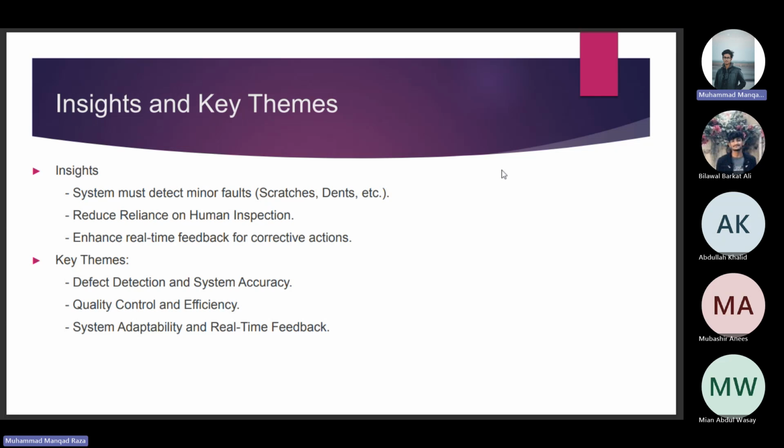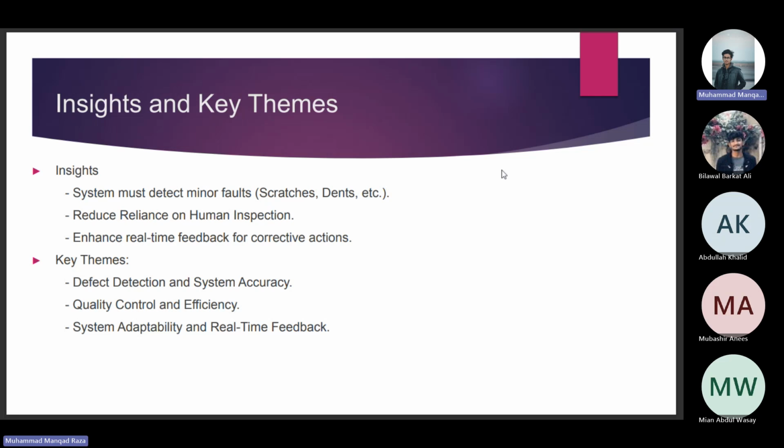The key insights are that the system must detect minor faults, such as scratches and dents, which are all included in aesthetic faults, and reduce reliance on human inspection. Currently, all the quality checks are done through human inspection, and we look forward to automating that process through image processing. Furthermore, it should enhance real-time feedback for corrective actions. We'll come onto that in detail.